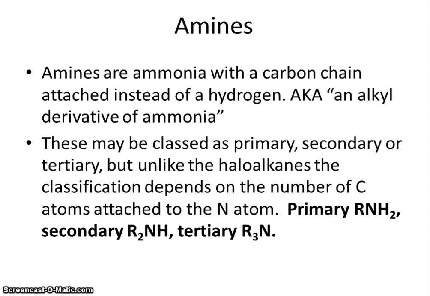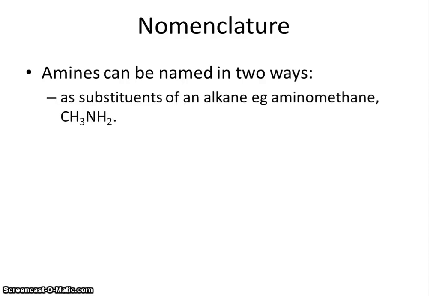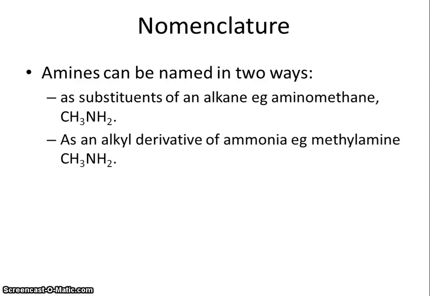So, back to here. Nomenclature. Amines can be named in two ways. You can think of them as substituents of an alkane. So you have the alkane, which is methane, and then you have a substituent beforehand, so aminomethane. Or as an alkyl derivative of ammonia: you've got amine at the end, and the carbon chain at the front, so methylamine. Same thing, two different ways of naming it.